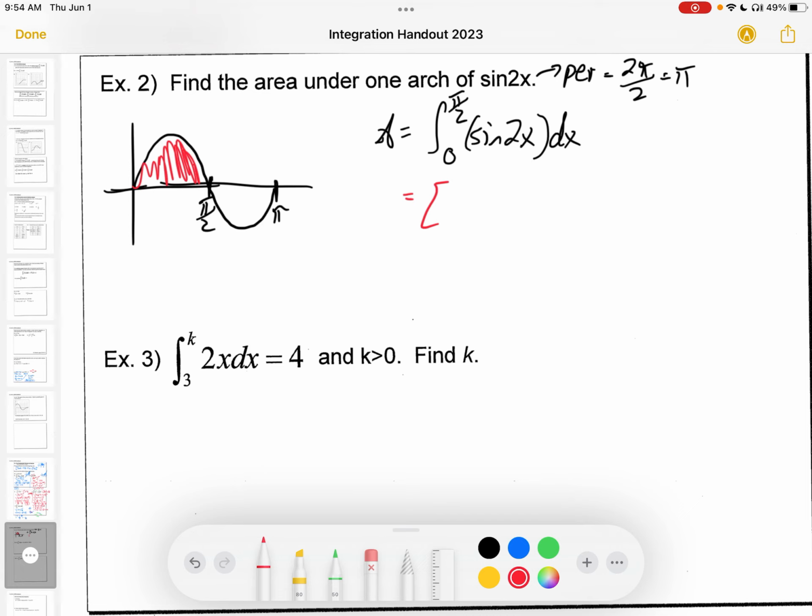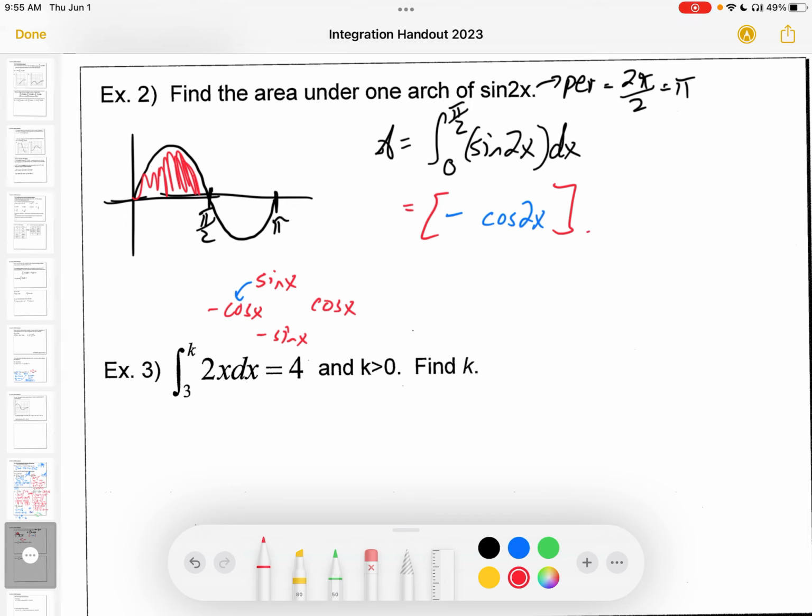anti-differentiate. Okay, so I need the wheel of trig. Sine differentiates to cosine, differentiates to negative sine, differentiates to negative cosine. Okay, so sine anti-differentiates to negative cosine of 2x. I think that's my antiderivative. Let's just make sure that it works out.